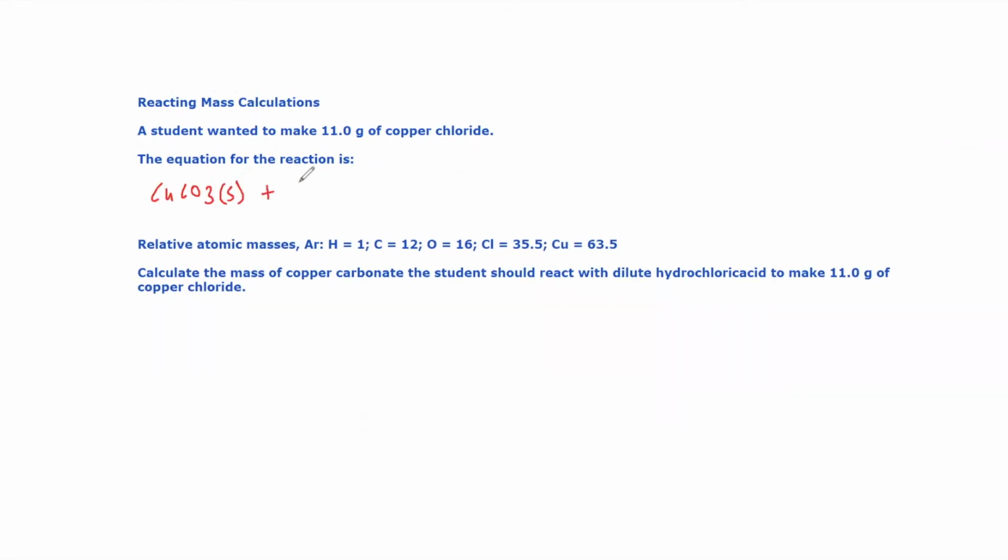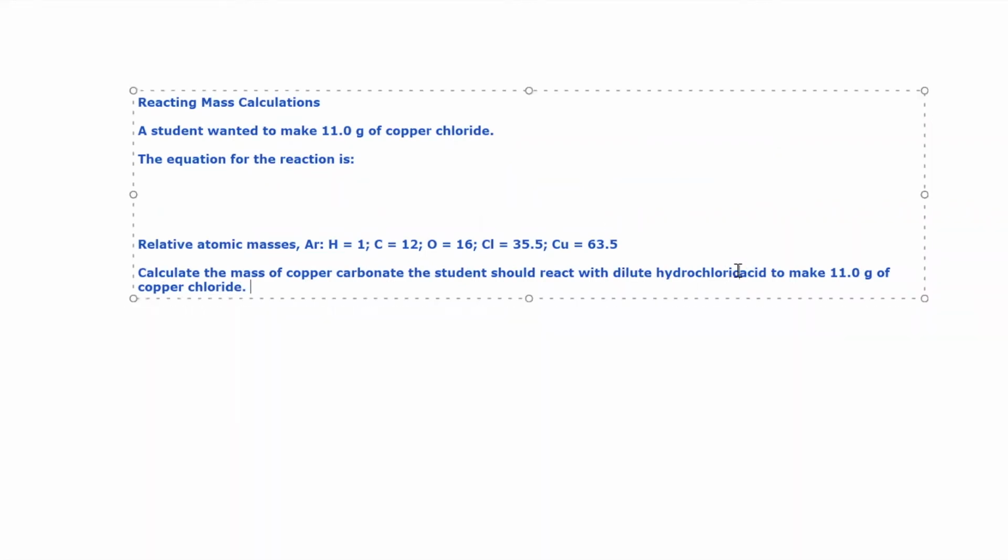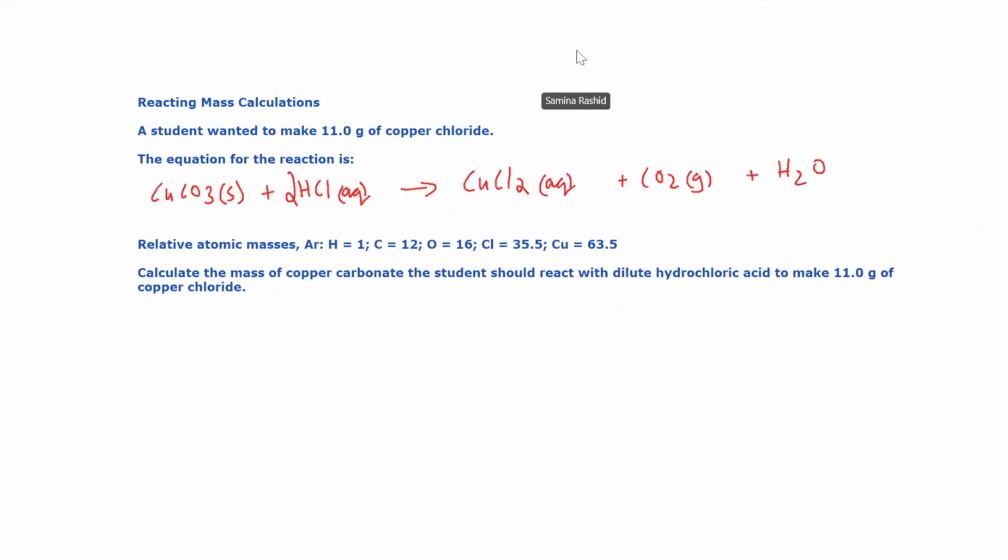So copper carbonate reacts with hydrochloric acid, and you make copper chloride plus carbon dioxide plus water. So as before, I'm going to write down the information they've given me in the question. It says, calculate the mass of copper carbonate. So I need to put a question mark underneath copper carbonate, because that's what I'm trying to work out. They want me to work out the mass, so it has to be in grams.